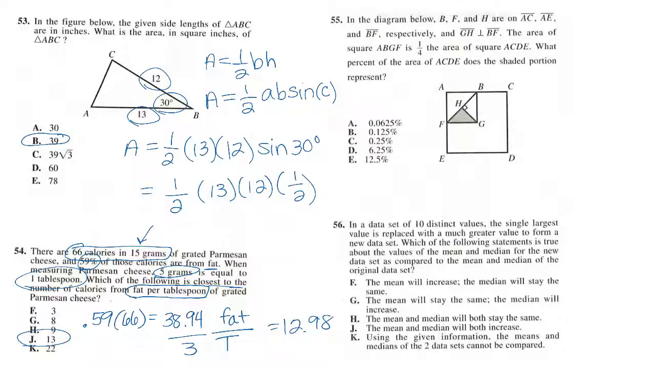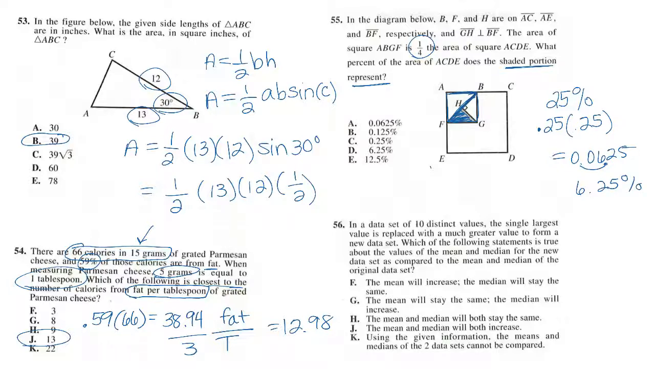Number 55, we need to know what percent of the area is represented in the shaded portion. Now we're told that the triangle, this whole big triangle here, is 1/4 the actual area. So we already know that portion being 1/4, that is 25% of the original. Now this little portion in here, this is dividing our square in half, and then we're halving that half with this little portion. So really I need 25% of 25%, and that's going to give us 0.0625, and as a percent we move our decimal 2 places, so we're going to get 6.25%. So that's going to be answer choice D.